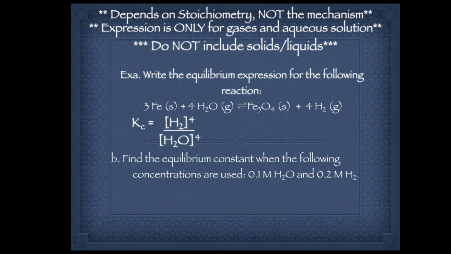Okay, so now it asks me to find the equilibrium constant when I have 0.1 molar of water and 0.2 molar of hydrogen gas. And so my Kc is going to be equal to, well, 0.2 is the concentration of H2, so 0.2 raised to the 4th divided by 0.1 raised to the 4th. And so my Kc is going to be 16. So that's all there is to it.